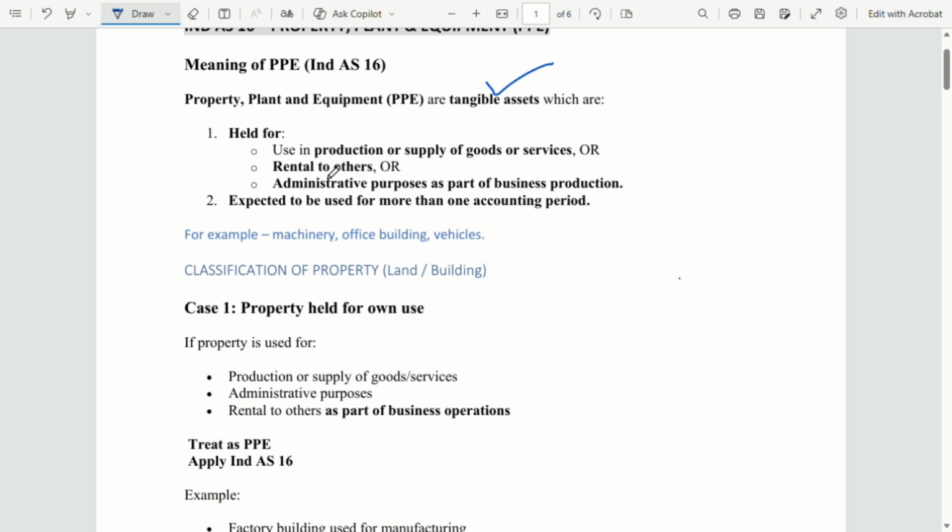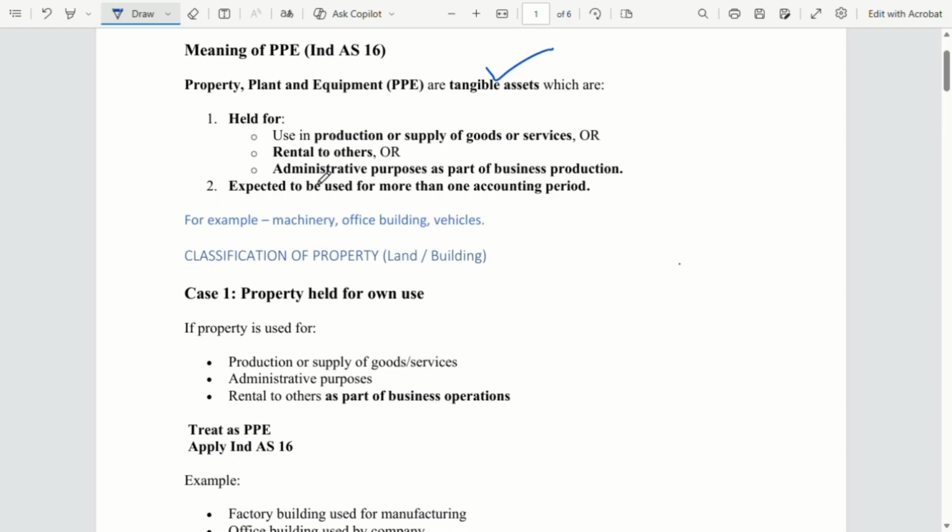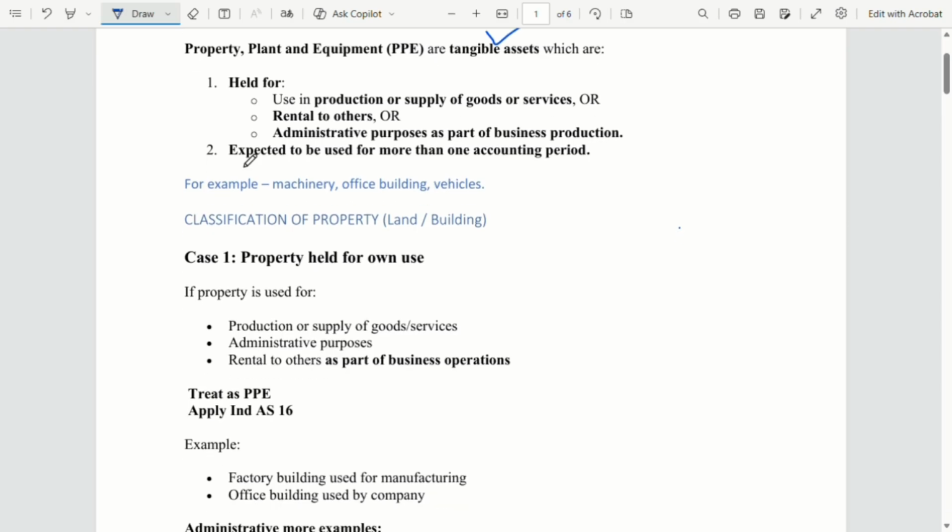Then rental to others. So suppose if I have given my machinery on rent to others, then that machinery is going to be classified under Ind AS 16, and accounting of that machinery will be done as per Ind AS 16. So it is like this. For administrative purpose, if I'm using any asset for an administrative purpose, that asset will also be accounted as per Ind AS 16, and these assets should be used for more than one accounting period.